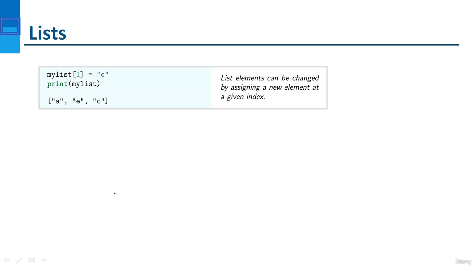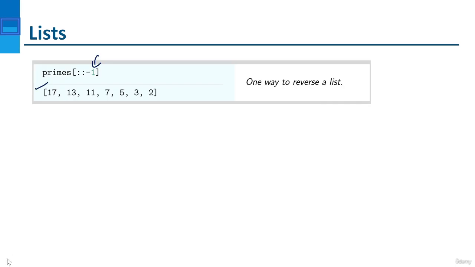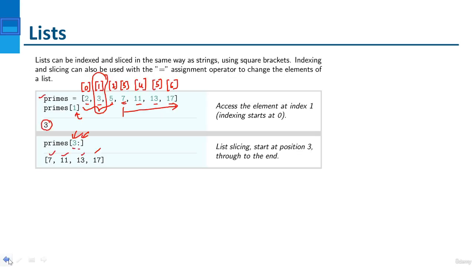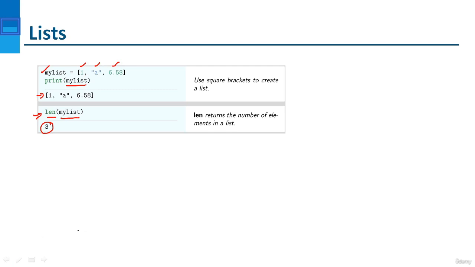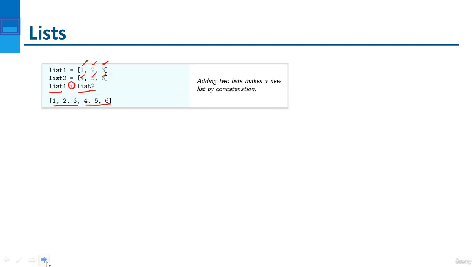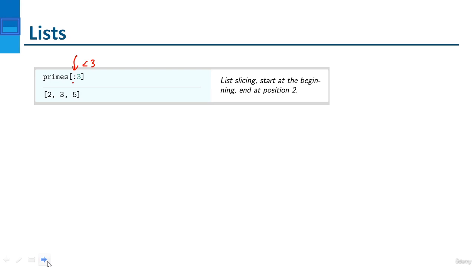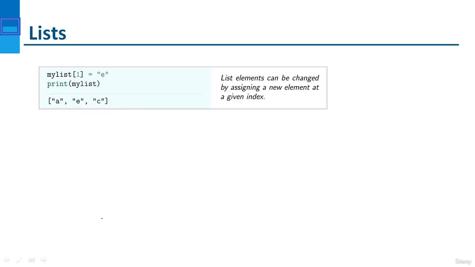And my list of 1 is equal to E. So let's go through what is written inside my list earlier. You can see 1 comma A comma 6.58. That is my list, isn't it? So we can write like this: my list of 1 is equal to E. You can modify an element inside my list of 1.